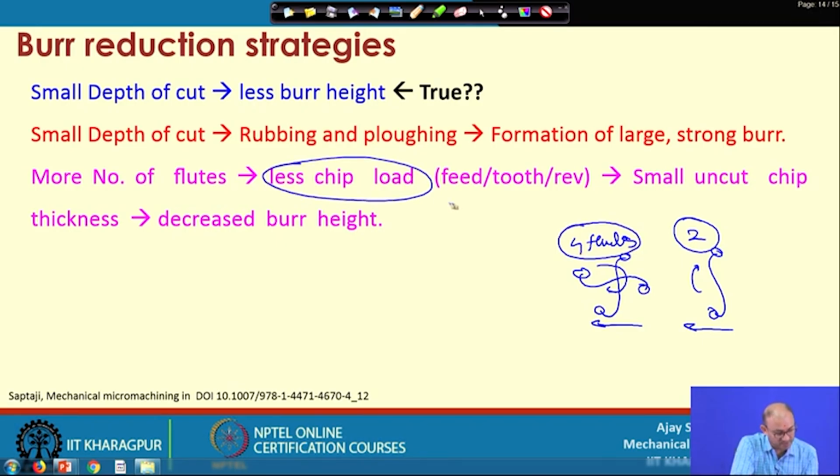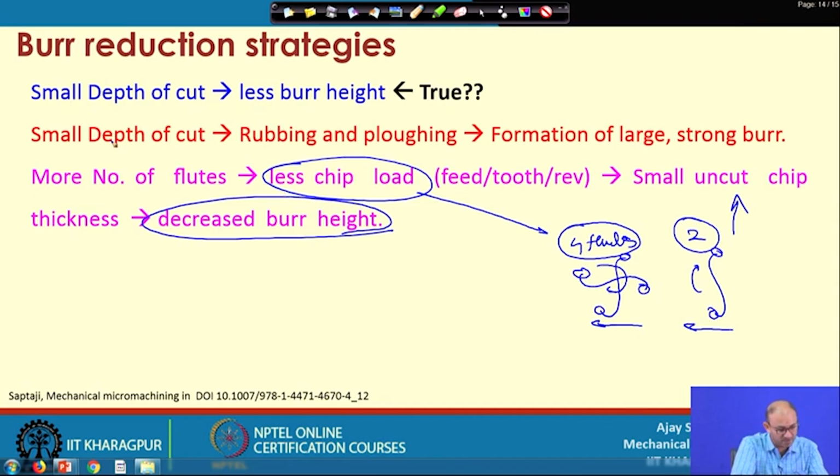So, less chip load will be there in this case, and in the other case the chip load will be high, that is by feed per tooth per revolution. That is the reason you may get less uncut chip thickness and less burr formation. But again it depends on the other parameters, such as the feed rate, RPM, whether there is a coating or not; many things will play an important role. So, whatever we are writing here and discussing cannot be a generalized statement, because logically we can understand that less burr height is possible if your depth of cut is less, but there are other parameters also playing an important role that will change the definition of this thing.